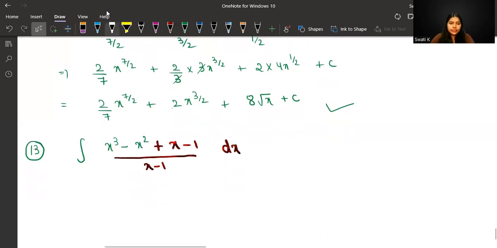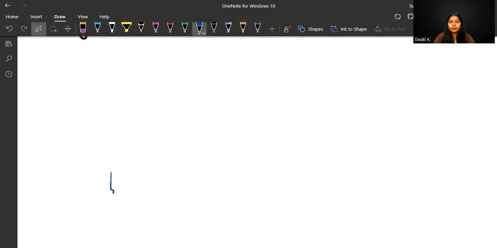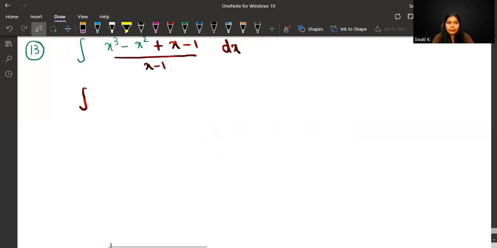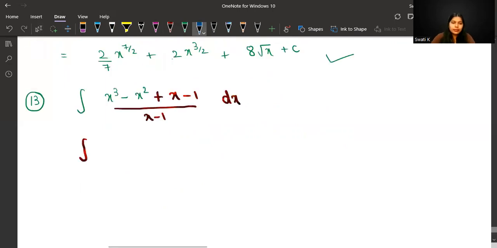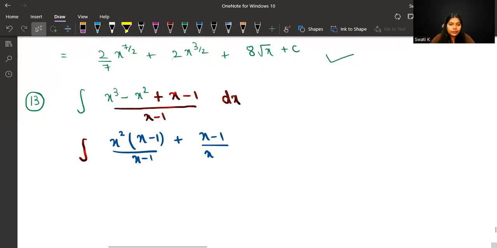So it will become integration. I'm just going to separate the LCM. The first expression is x cube minus x square. If I take x square common, I'm left with x minus 1, and this upon x minus 1 as it is, because I have separated the LCM, and here x minus 1 upon x minus 1. Now you can see it's very simple.